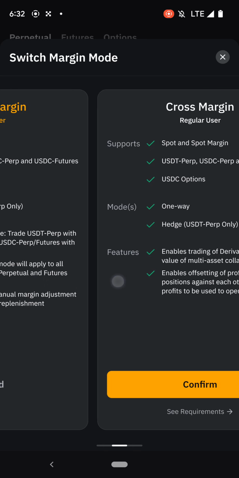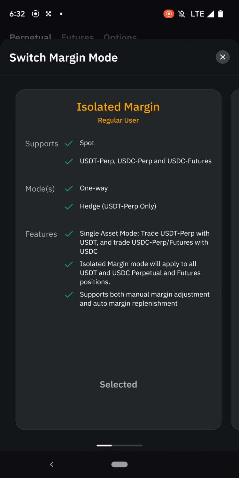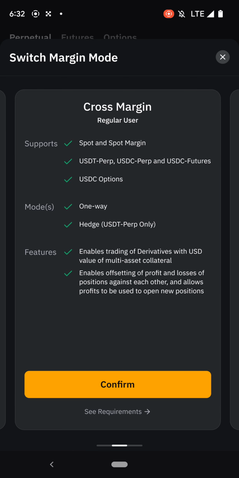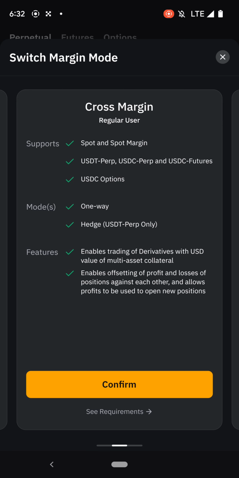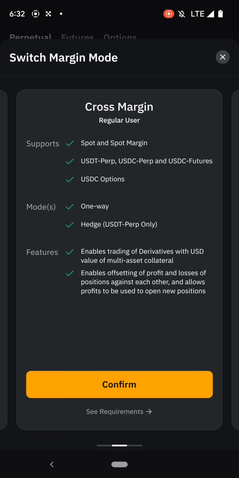Now all these things have their meaning, but we are going to be dealing mostly with cross and isolated. Cross simply means you have a particular margin, and if you are making any profit, the profit is added to the reserve amount that you are not trading with. But it's the same with losses. When you are making losses, they start deducting from the balance that you have in your account, while the margin you are trading with remains.